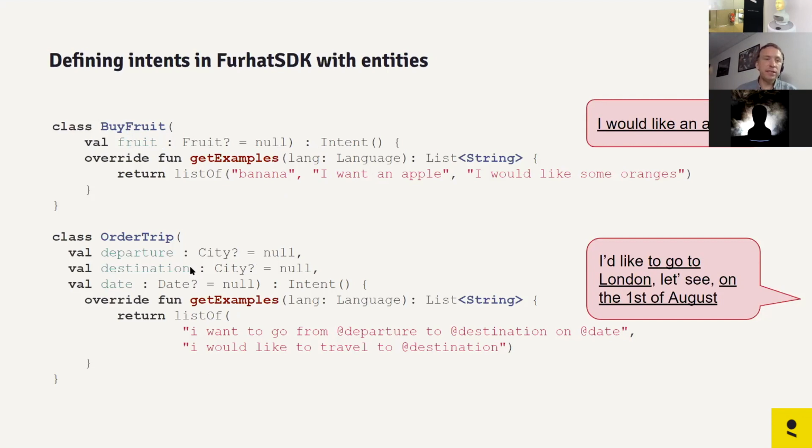You can also do it like this. This is an order trip intent in a travel booking domain. So I'd like to go to London, let's see, on the 1st of August. And here we define that we have entities, which are departure city, destination city, and date, which is a date. And in your examples, if you want, you can either write it in clear text, or you can use this at symbol here with the name of that field in the example. So I would like to travel to destination, for example.